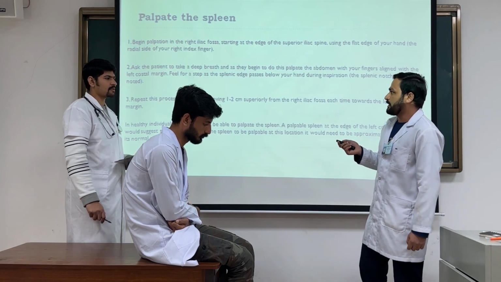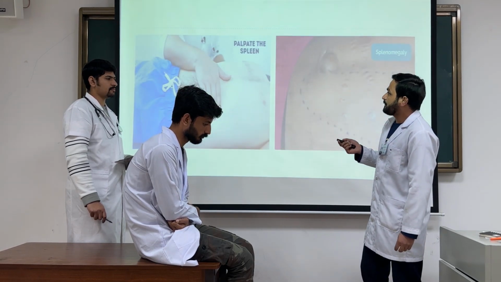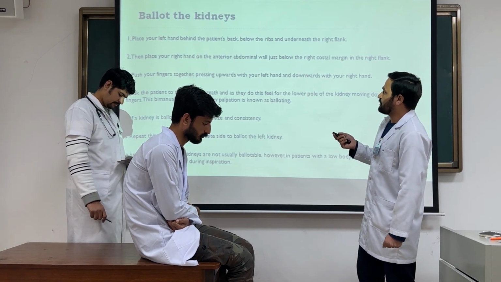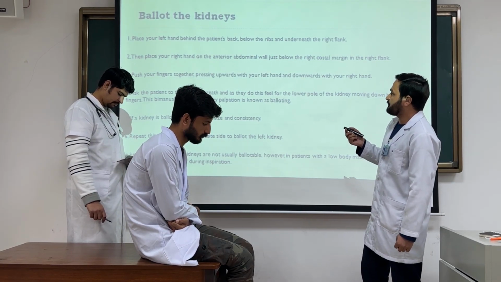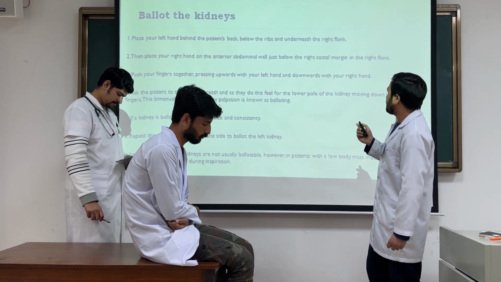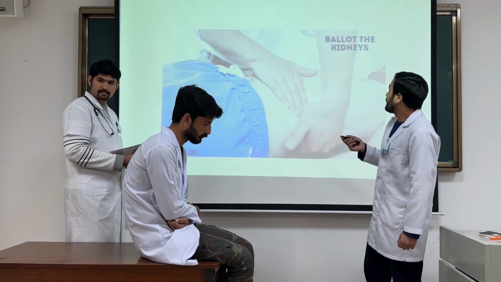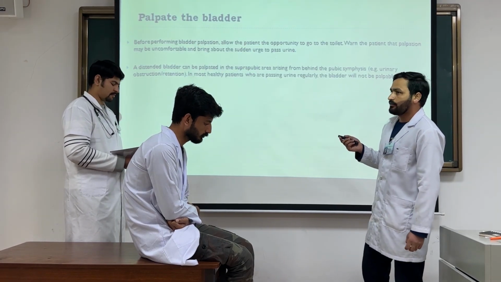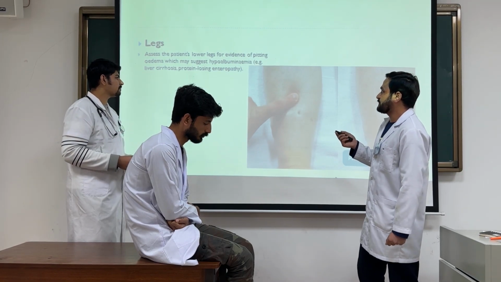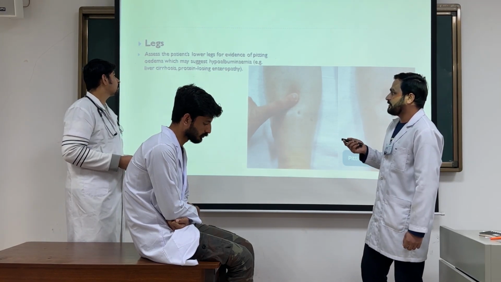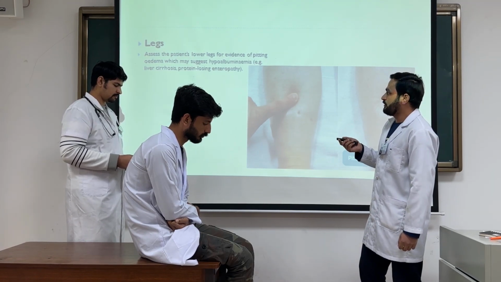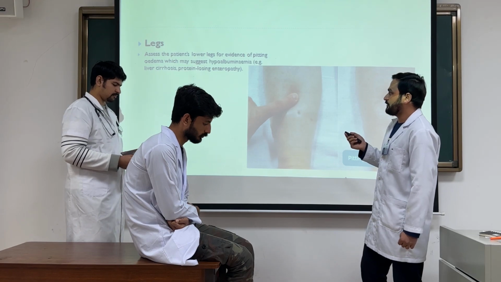And then we will palpate the spleen. And then we will ballot the kidney. Place your left hand behind the patient's back, below the ribs and underneath the right flank. And then lastly we will palpate the bladder, and then we will assess the patient's lower legs for evidence of pitting edema, which may suggest hypoalbuminemia, for example in liver cirrhosis, protein losing enteropathy.